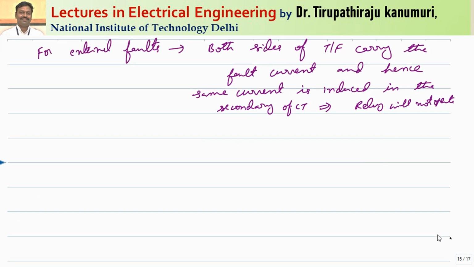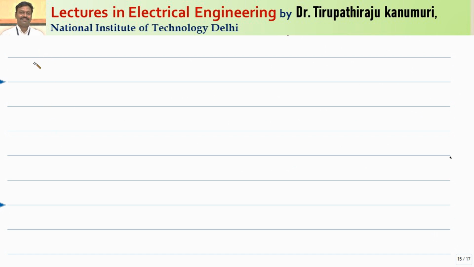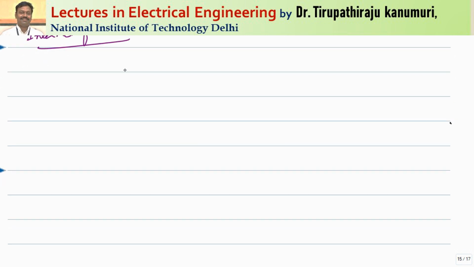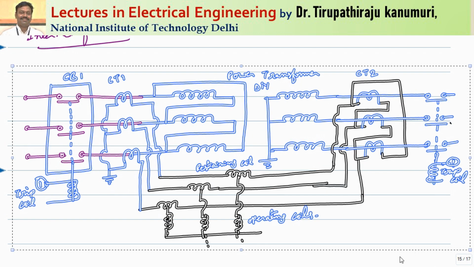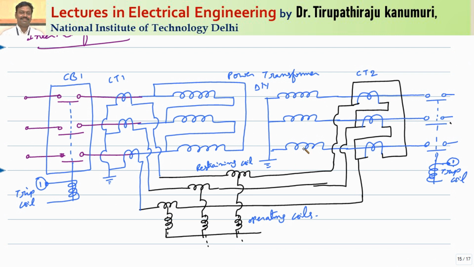So let us proceed to the case of internal fault. So I am taking the case of internal fault. Again, this internal fault can be either line to ground fault or phase to phase fault. Let us see each one of these faults one by one. Again, same thing, I am taking the case, there is some internal fault. Let us assume the internal fault is a line to ground fault. So let us assume this is my internal fault.